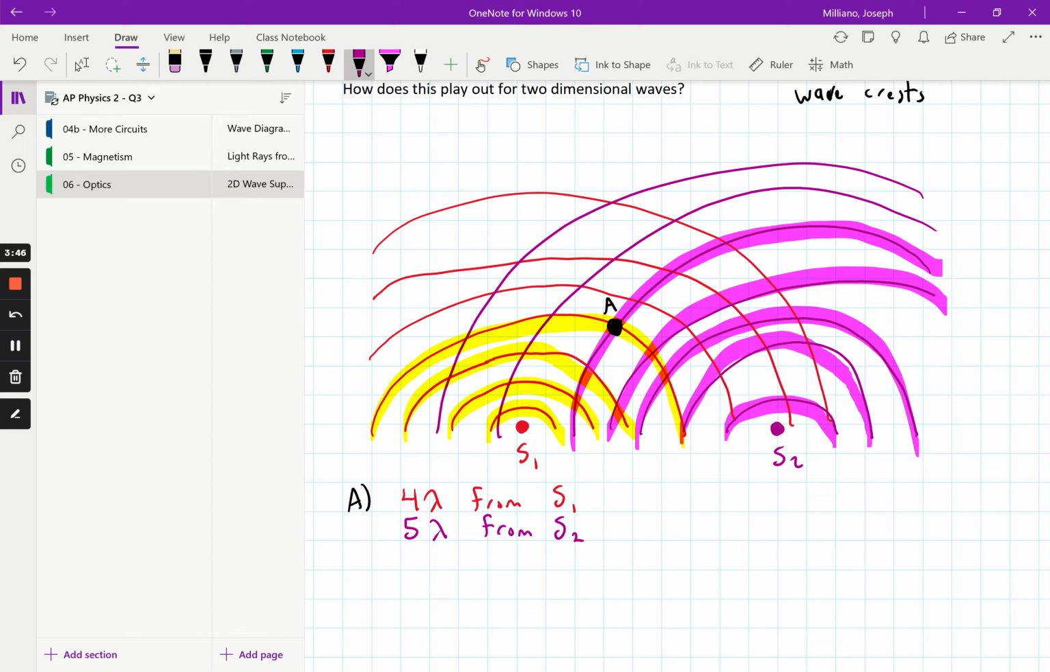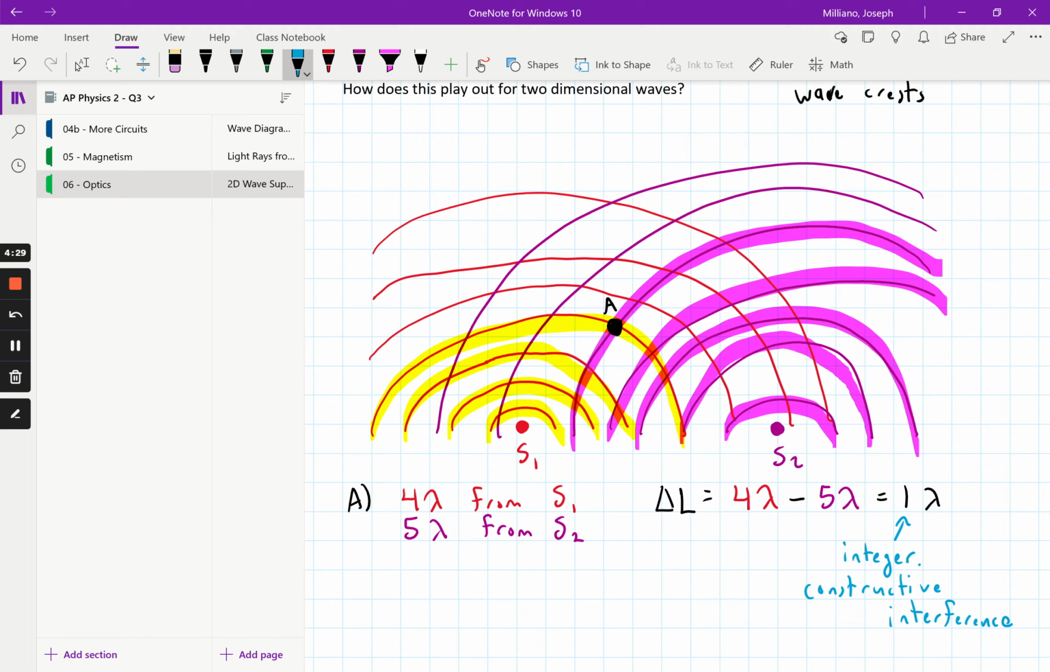What is the path difference for this wave? That path difference is delta L equals 4 lambda from source 1 minus 5 lambda from source 2, or overall 1 lambda. That 1 is an integer, and therefore we have constructive interference at point A. My water wave would have a very high amplitude there. If this were a light wave, it would appear very bright.